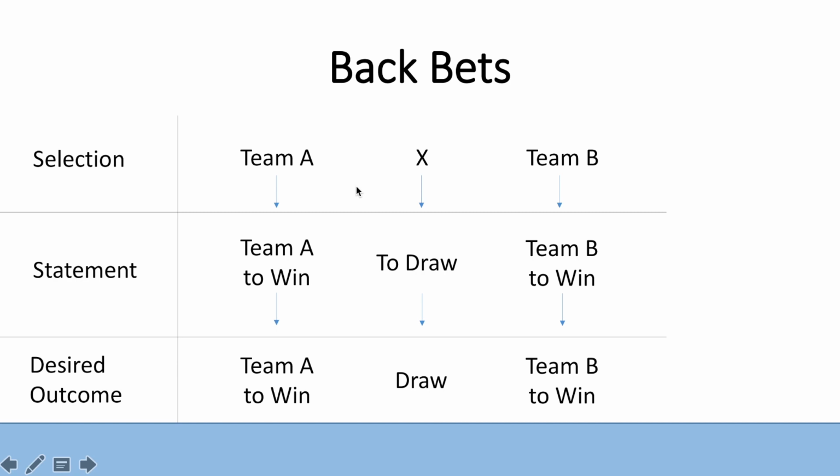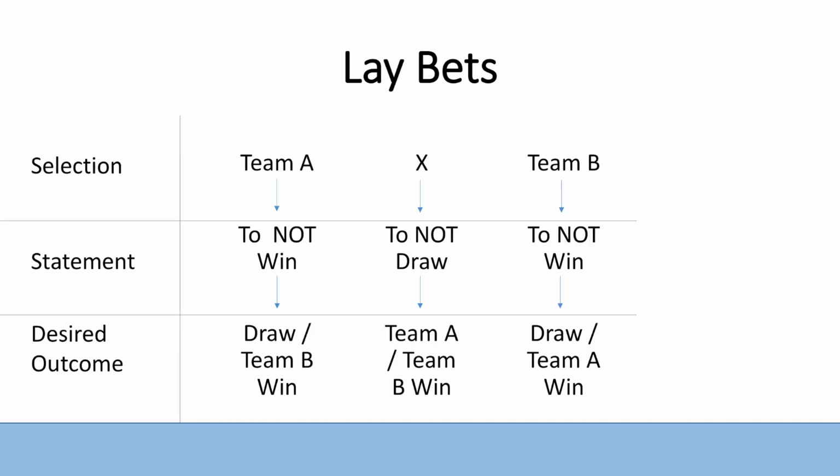By making one of these selections, you are making what is known as a statement. So if we chose Team A, we would be stating that Team A would win the event. The desired outcome of making this statement then would be for Team A to win. If they did so, we would have a winning back bet.